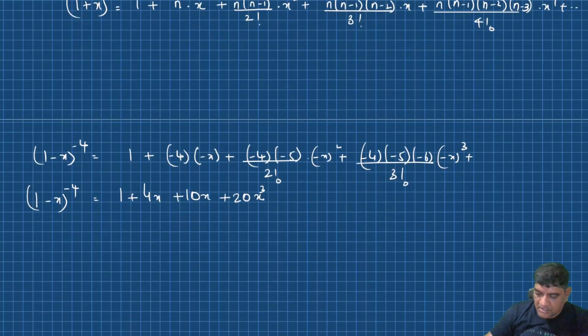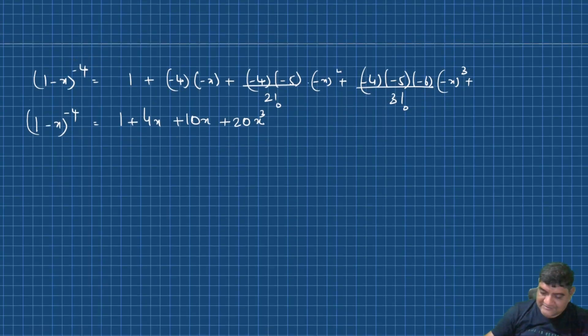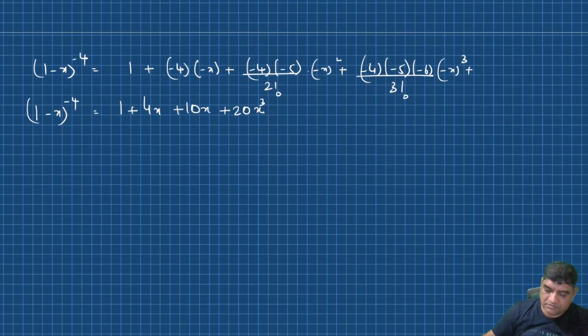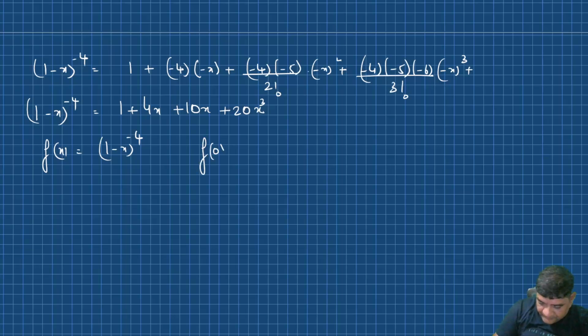So how does the Maclaurin series help us over here? For that, I'm going to take f of x, which is 1 minus x, that's my function, raised to the power of minus 4. And here, I'm going to first find out f of 0. F of 0 is 1 raised to minus 4, which is simply 1. And I'm now going to differentiate the function. Differentiation of this is minus 4 into (1 minus x) to the power of minus 5. And then I'm going to find f dash of 0.